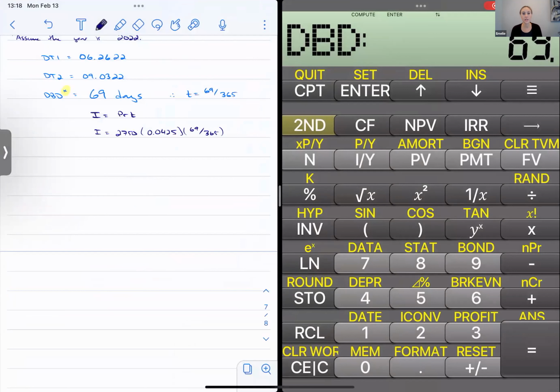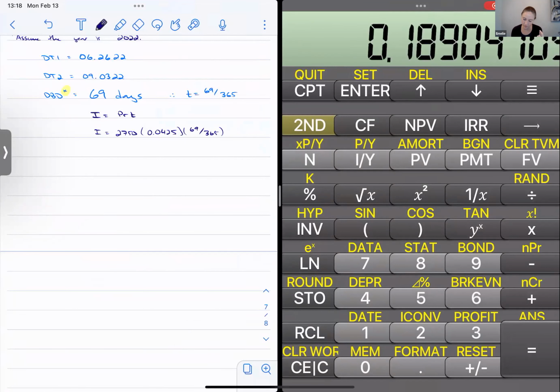So to exit the days between dates calculator, right, you go second quit or second compute. So second quit. And then I'll show you how to keep 69 over 365 if you want to store it. So then it's going to be 69 divided by 365. You can just keep it on the screen and use it, but in general you want to keep all those decimal places. So I'm going to store it.